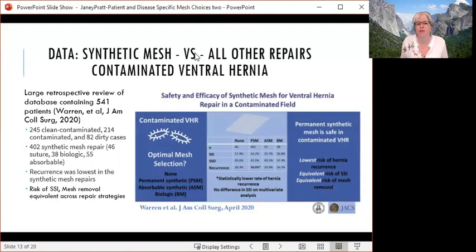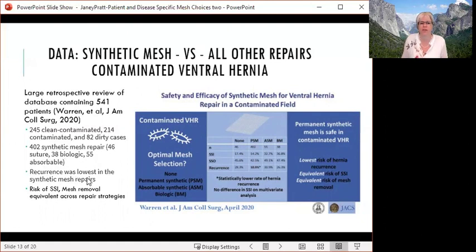Synthetic mesh versus all other repairs in contaminated ventral hernias. It was an interesting study, a large retrospective review of a database containing 541 patients, published by Warren in the Journal of the American College of Surgeons in 2020. I thought this was worth mentioning. They took 245 clean contaminated, 214 contaminated, and 18 dirty cases. They looked at 402 synthetic mesh placements, 46 suture repairs, 38 biologics, and 55 absorbable meshes.